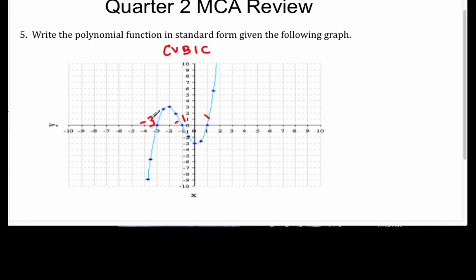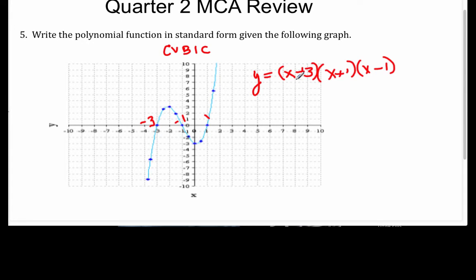So let's take these zeros and turn them into factors. We know that my equation is going to be y equals. If I have -3 as a 0, remember that turns into a factor of x plus 3. If I have -1 as a 0, then it turns into x plus 1 as a factor. And then we have 1 as a 0, so we get x minus 1 as a factor.